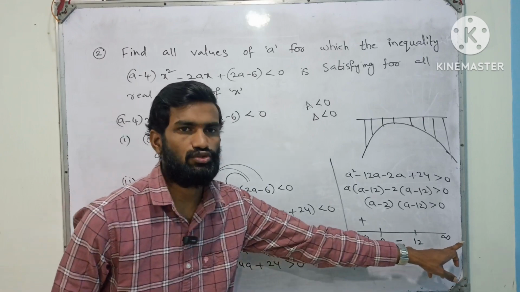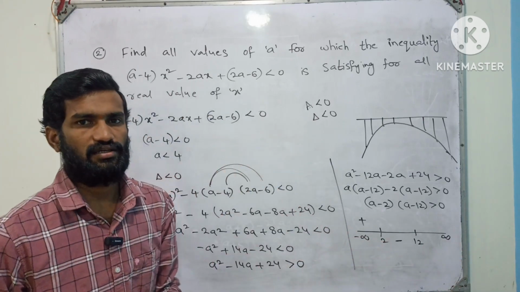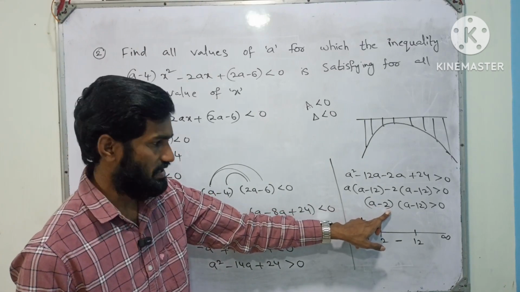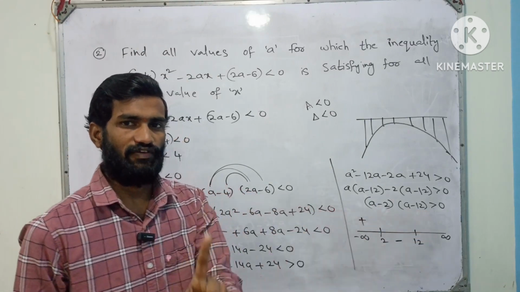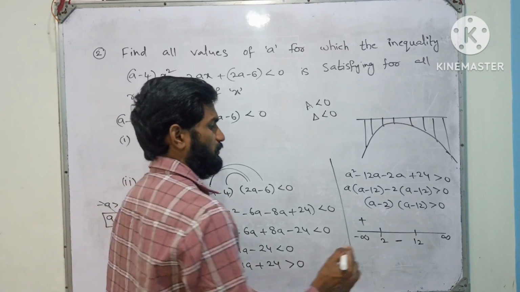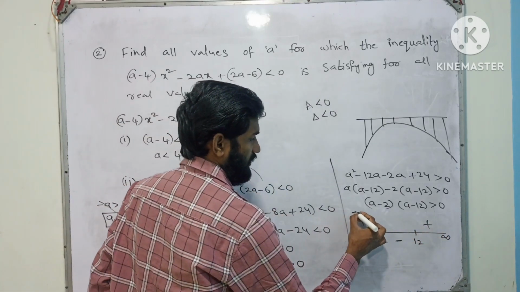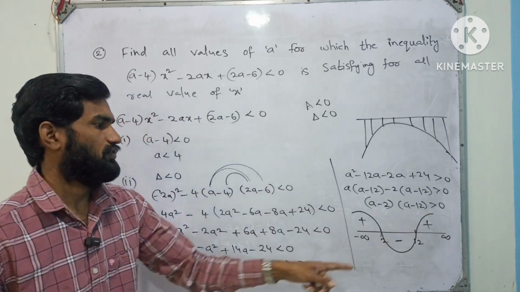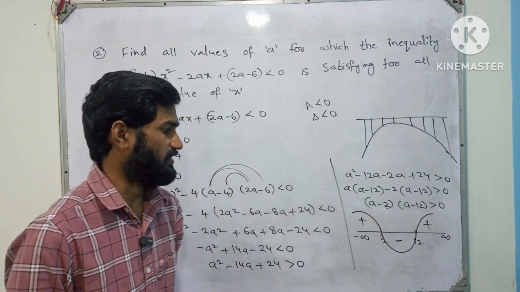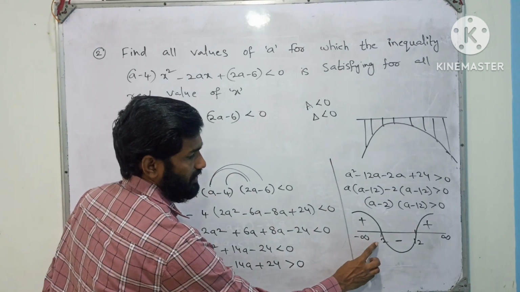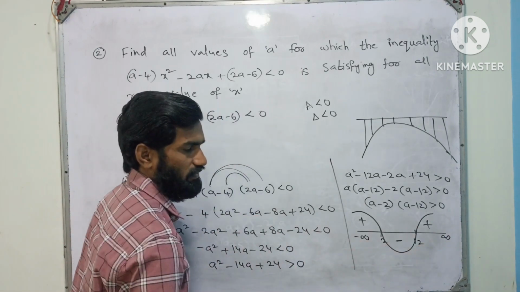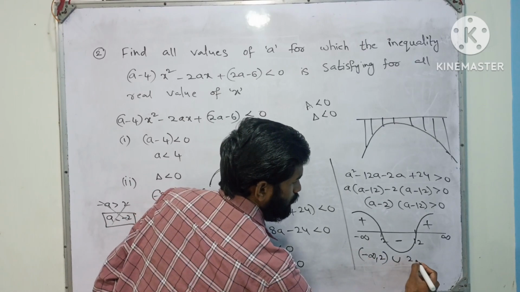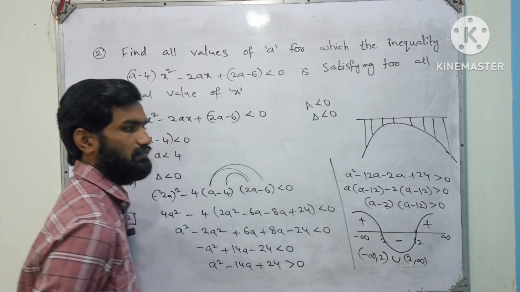Similarly, from 12 to infinity, any number you can take, which is 13. So 13 minus 2 is 11, and 13 minus 12 is 1. 11 into 1 is 11, positive we are getting. Therefore, we can draw like this. Now, from this, greater than 0 is asked. Greater than 0 means from minus infinity to 2 and 12 to infinity we will get. From minus infinity to 2 union 12 to infinity we will get.